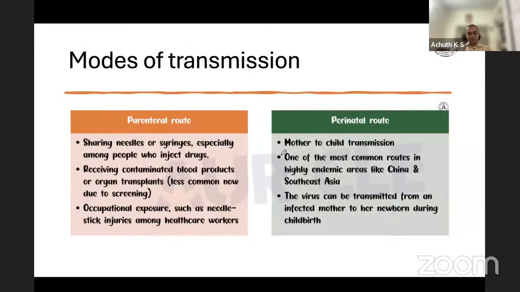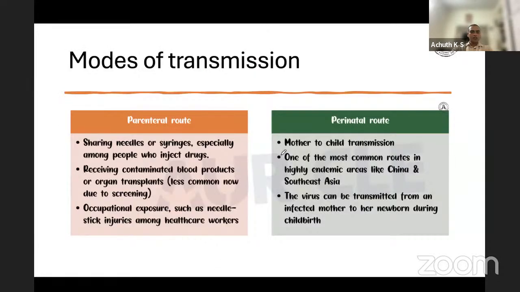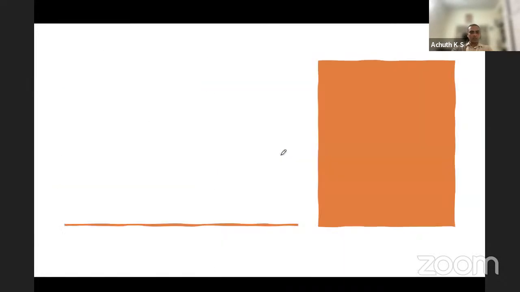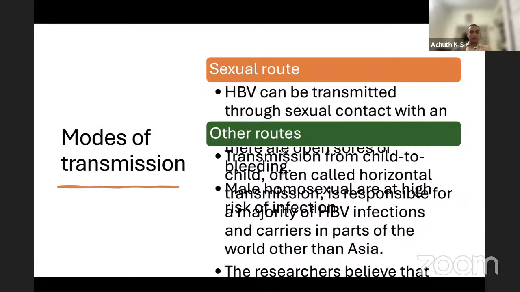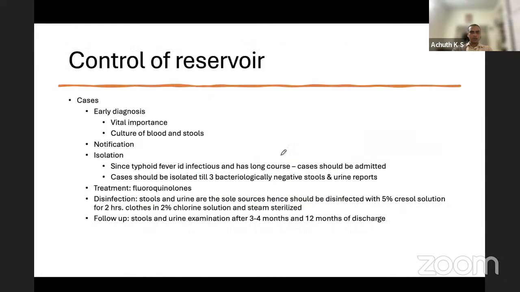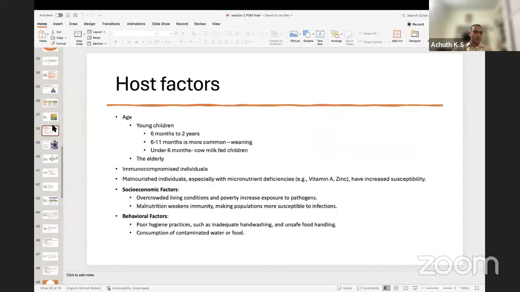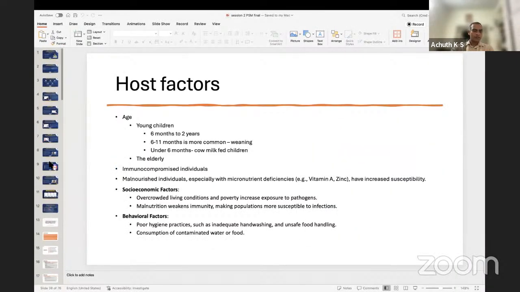What are the modes of transmission? There are multiple routes of transmission. Okay. I think some slides are messed up over here. Just a minute.